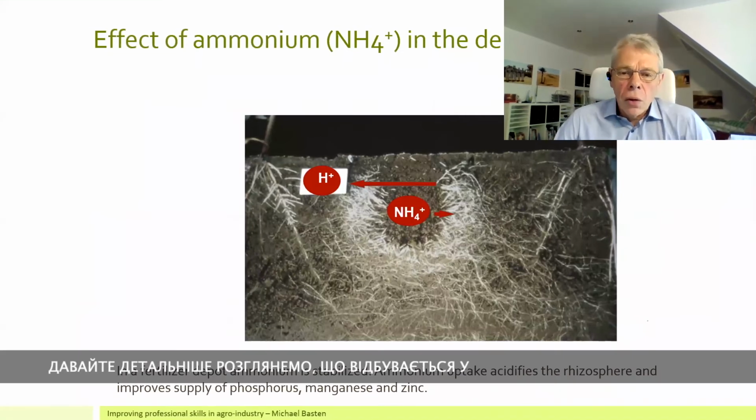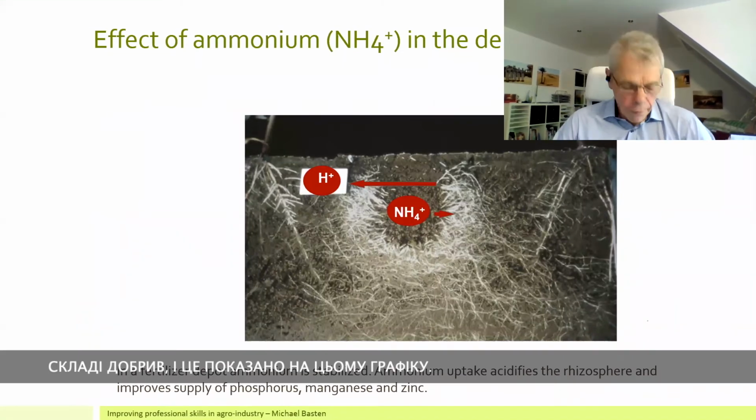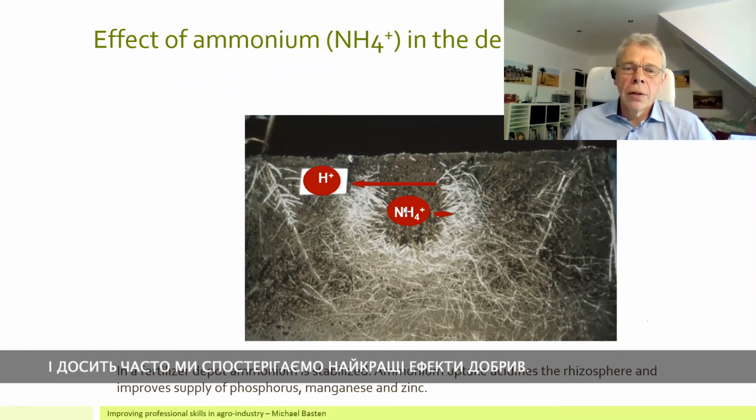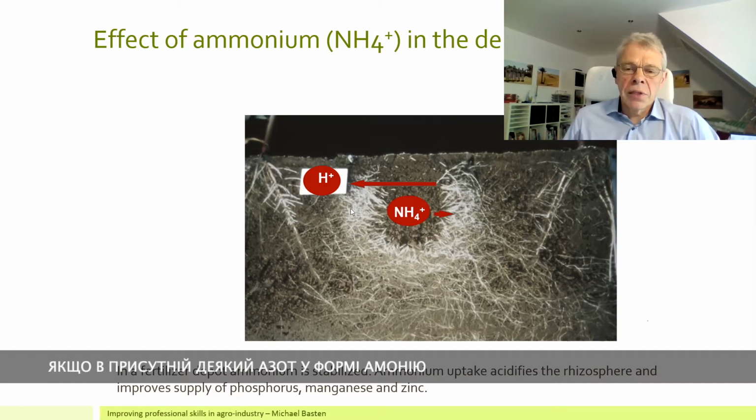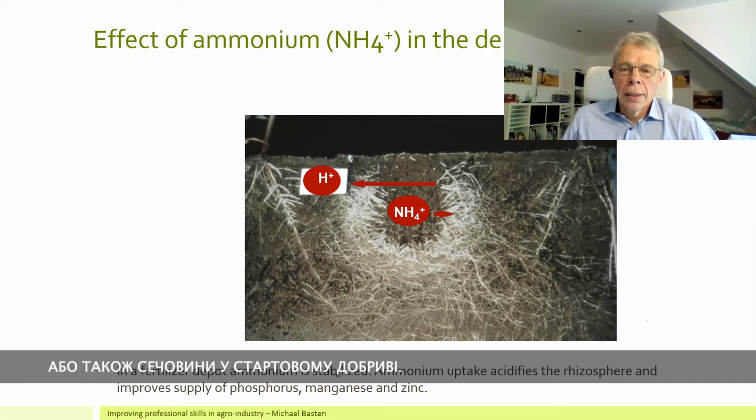Let's have a closer look, then, at what happens in a fertilizer depot. And this is shown in this graph. So we have the crop here, and then the placement somewhere here. And quite often we observe the best effects of fertilizer if some nitrogen in the form of ammonium or also urea is present in the starter fertilizer. And the reason why is that the crop root is attracted by high nitrogen concentration.